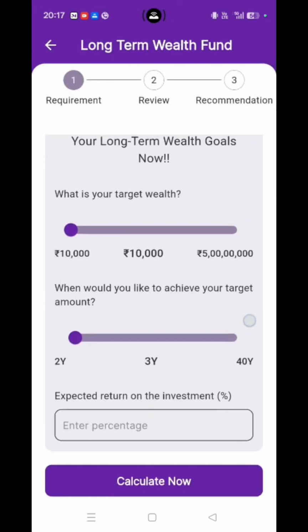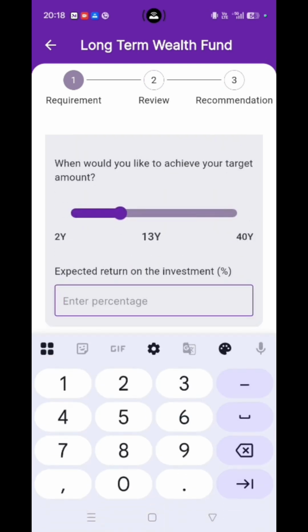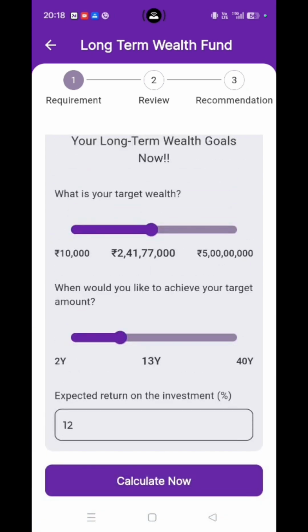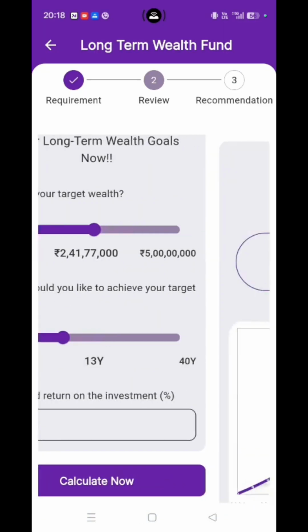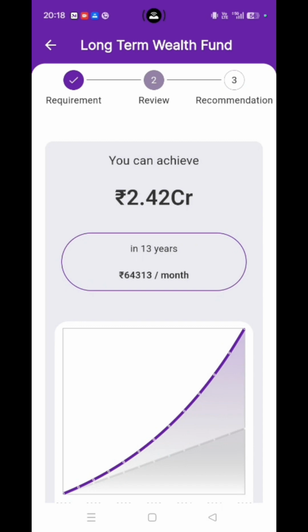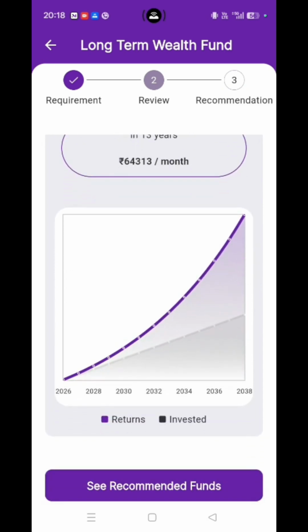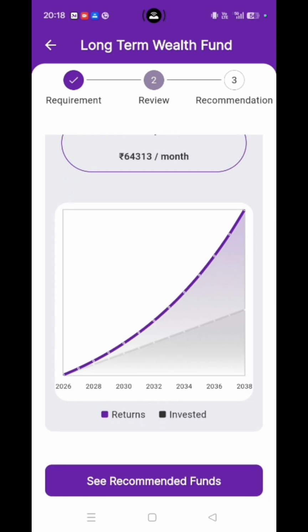In long-term wealth, we can achieve what is our target wealth amount. We can enter it over here, along with the time span in which we want to achieve it, along with the expected return on the investment. Once we calculate, it shows us the amount that we can achieve within the time span that we have selected, along with the amount that we need to invest monthly and the recommended funds in order to achieve the goal.